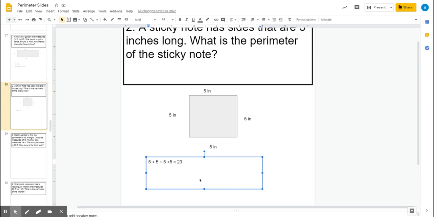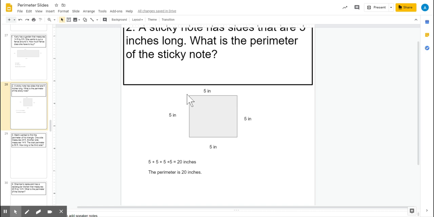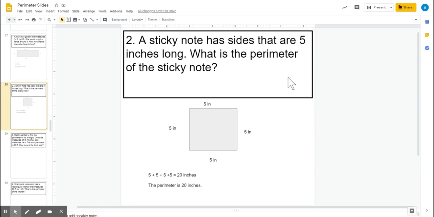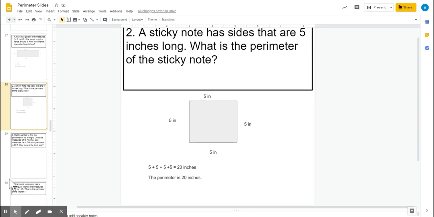So what is the perimeter of the sticky note? I'm going to say 18 inches. So the perimeter is 20 inches. Get those labels, label, label, label. And remember that all I needed was 5 inches when it only told me one side.